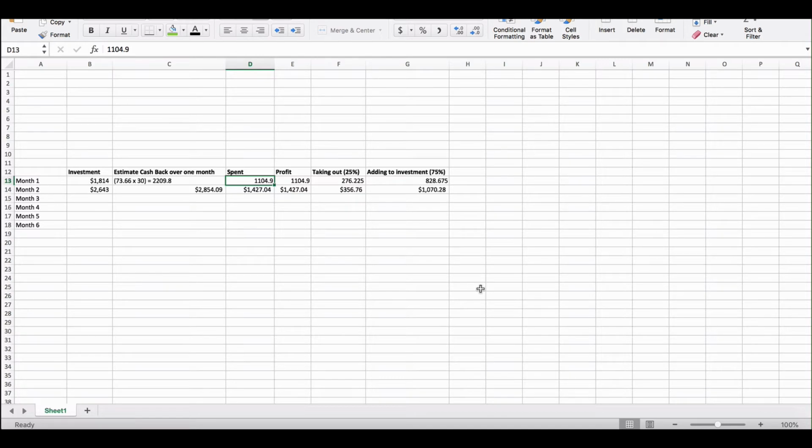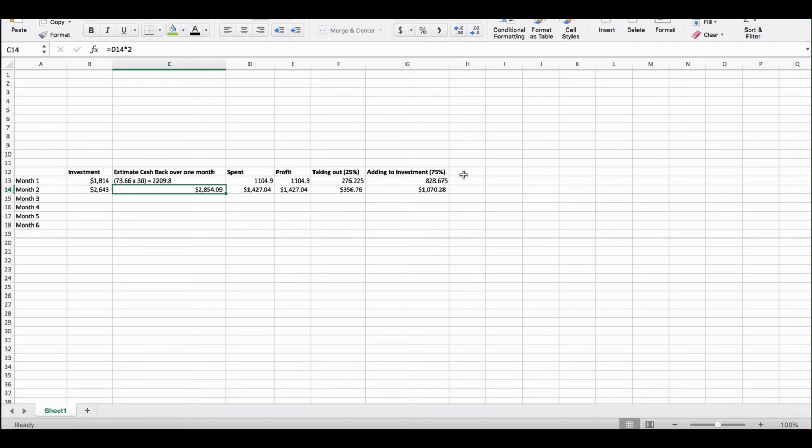Right, so if we go to taking out 25%, that's pretty simple. See, our profit is the same as spend, so it's pretty easy to work out. It's just 0.25 times your profit. Then if we look at investment, we will be putting this much back into our investment. So what will happen is our investment will look like this. It'll be $26.43 at the end of the month. And then we will continue putting in money as well after this.